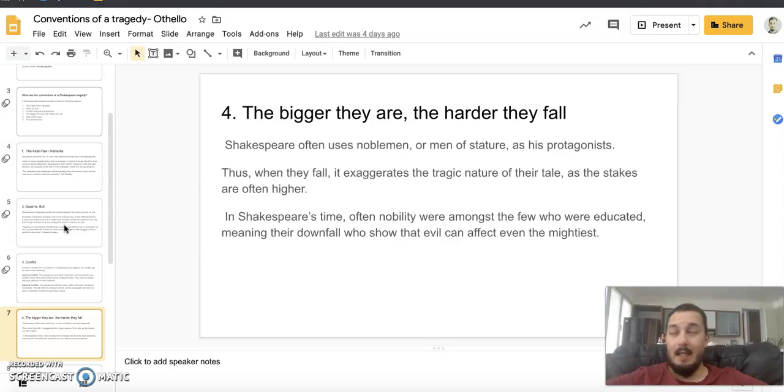If you replace Othello with somebody who's not important and lives a really menial life, a really poor farmer who's paranoid about his wife, it's not as meaningful. And remember, in Shakespeare's time, it was often just the nobility and the clergy who were educated. So their downfall can show that evil can attract even the mightiest.